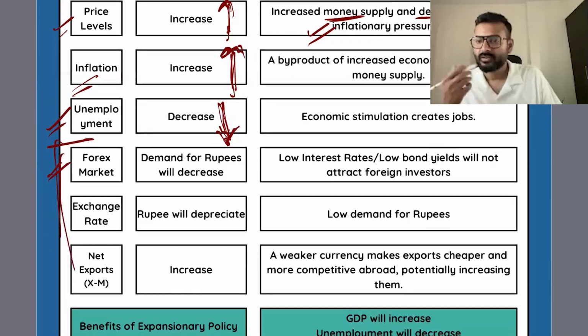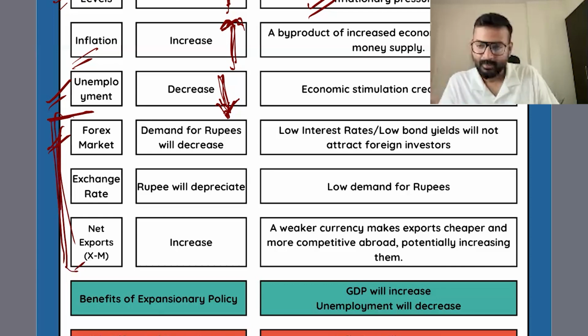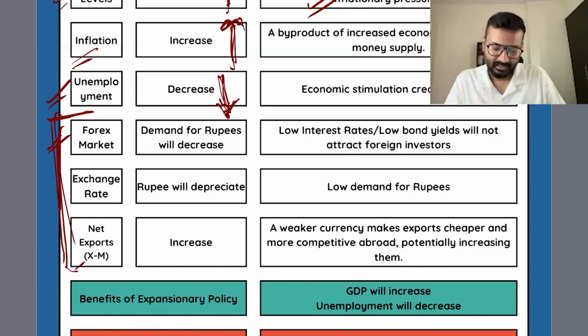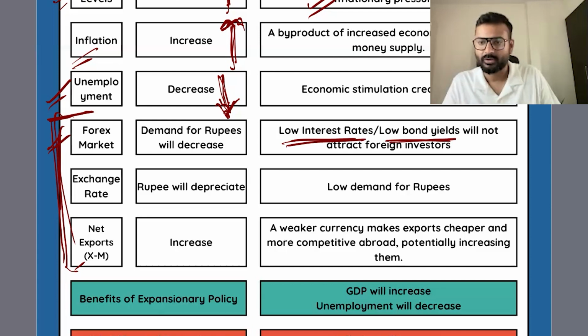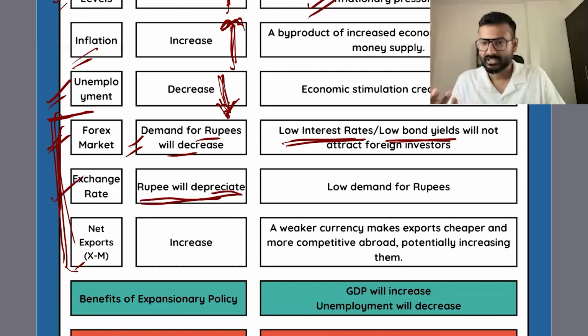Now, what are the effects on the forex market? What will happen to the exchange rate in the forex market? What will happen to the demand for rupee? So see, in the market, the interest rates are low, the bond yields are low. Okay, so a foreign investor will look at his own returns on his investment, his own interest, how much return he is getting. Now interest rate is low, the bond yields are low, then it is not very lucrative for a foreign investor to invest in India. So the demand for rupee will decrease. Now once the demand for rupee decreases, then the rupee will depreciate. So the rupee will depreciate because there is low demand for rupee.